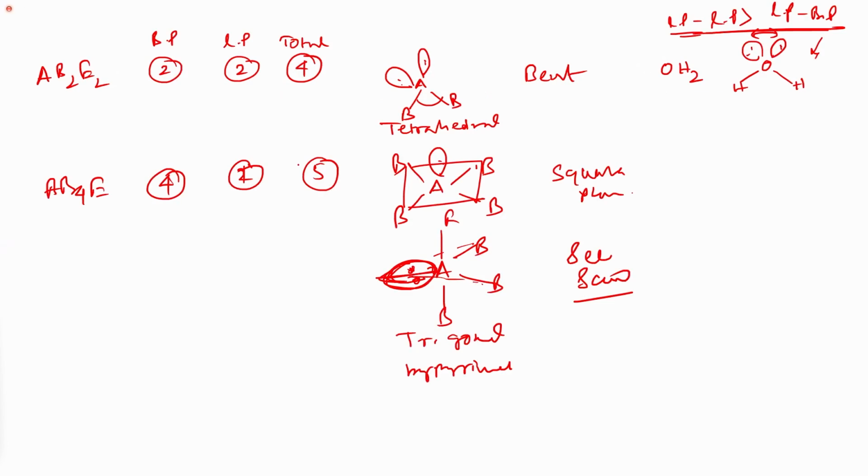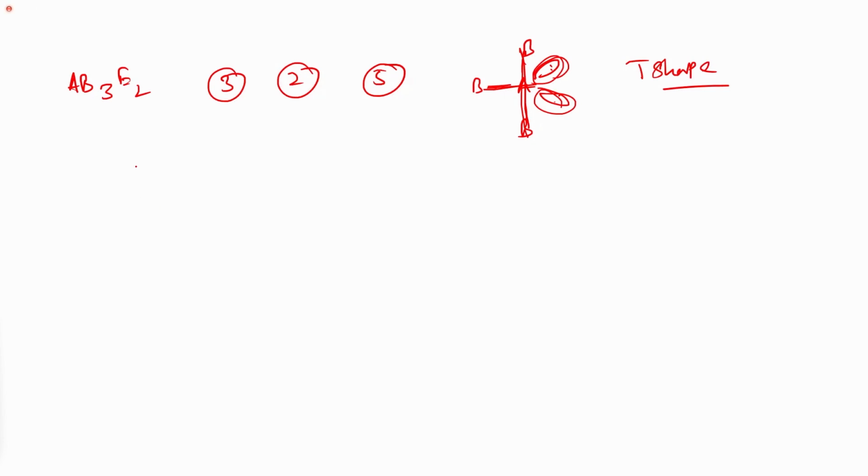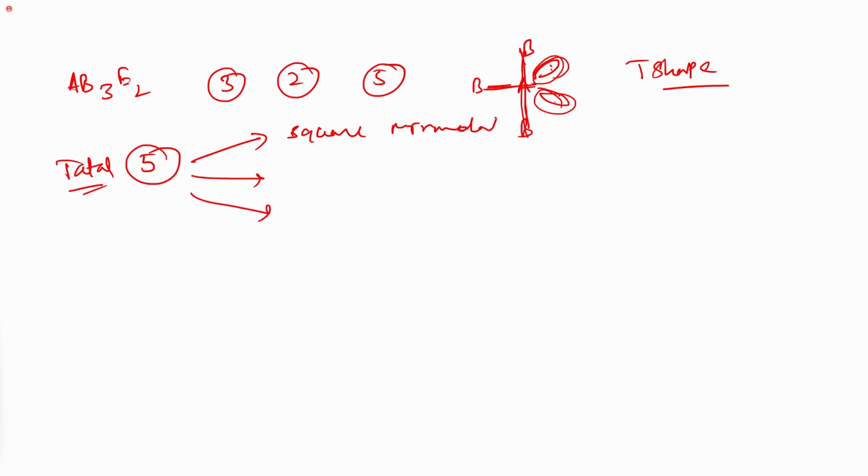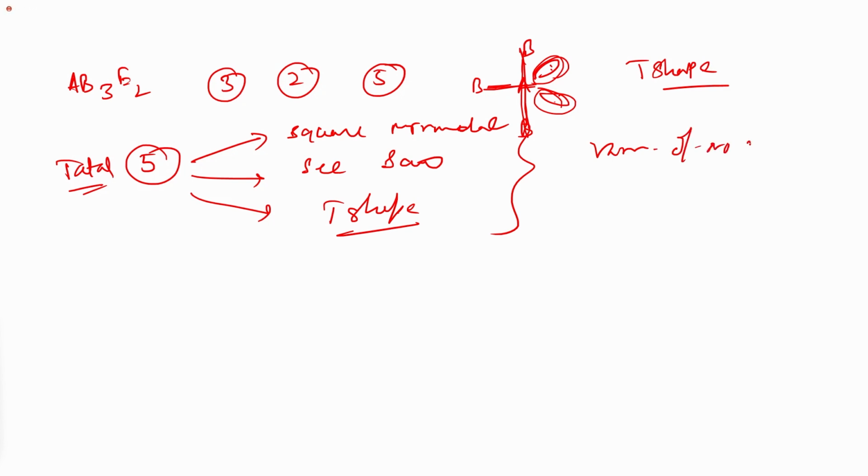And another is always possible, that one is a square pyramidal structure. So if you see, when the total number of electron pairs is 5, then there are three possibilities: one is square pyramidal structure, another is the seesaw structure, another is the T-shape structure. Okay, so that actually varies with the number of bond pairs or the number of lone pairs.